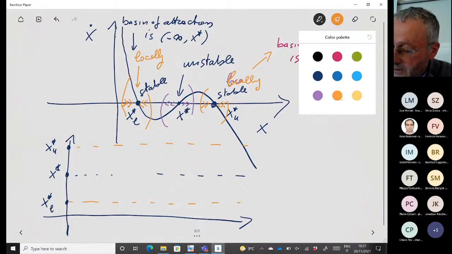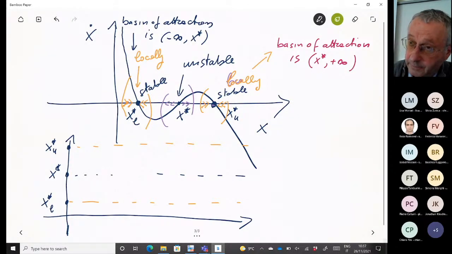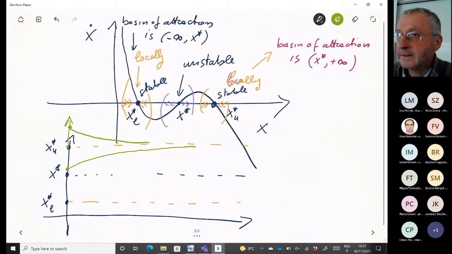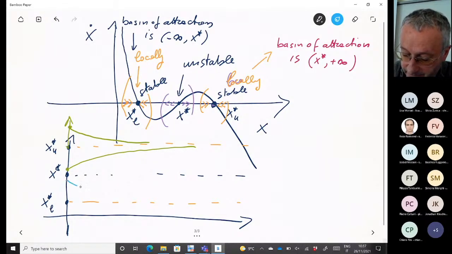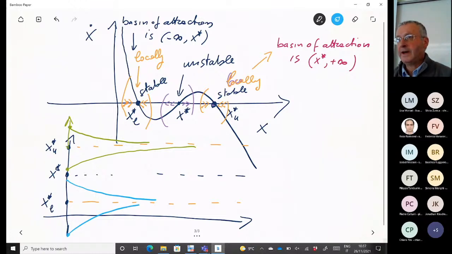But also if we start here, for instance. But if we start below x star, we will have a qualitative behavior like this. Okay? And this is the basin of attraction of x lower, and this is up to x star. And this is the basin of attraction of x upper.